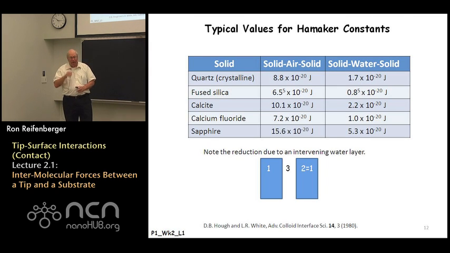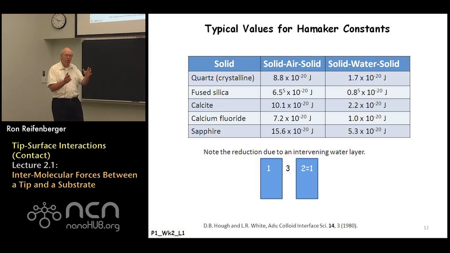Typical values for Hamaker constants you can find scattered in the literature. I've not been able to find a really systematic source of Hamaker constants for a wide variety of solids. What I do here is copy some results from various literature papers that I've read for materials that are kind of interesting for atomic force microscopy.